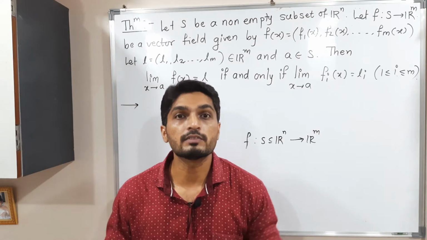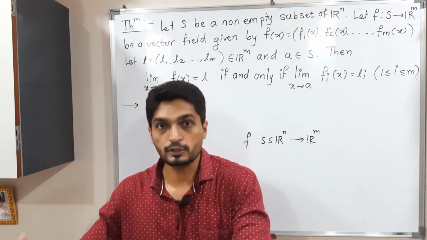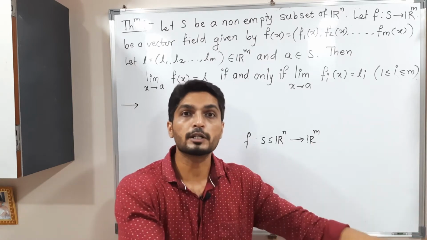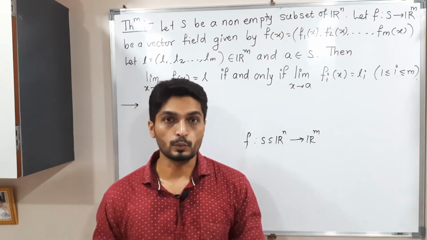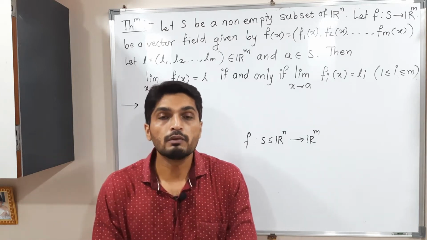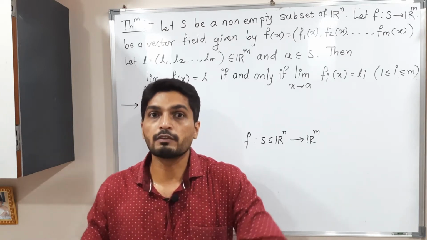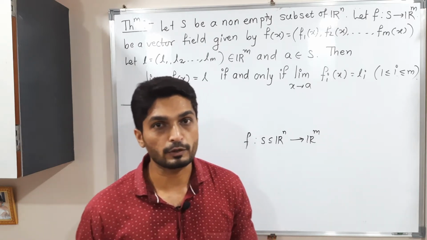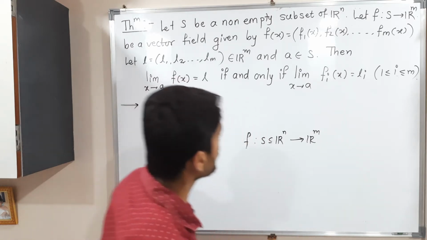Since "if and only if" is there, if the first part is true, then the second part is true, and conversely, if the second part is true, the first part is also true. So we have to prove this result. What will we do? We will assume one part first and try to prove the second part, and then we will discuss the converse part. So let us start.